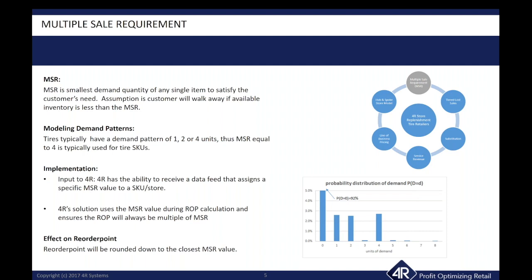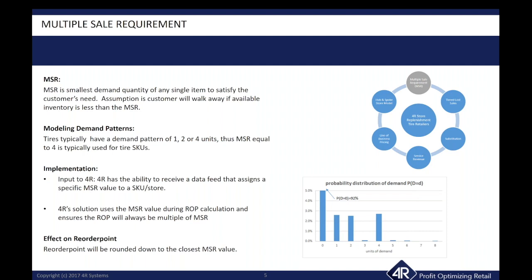Tires typically have a demand of 1, 2, or 4 units. Thus, the MSR for tires would normally be 4. This is because you never want to have less than 4 in stock in case the next customer that comes into the store is in need of a full set of tires.